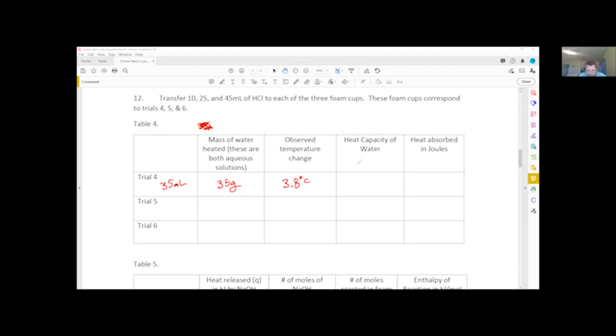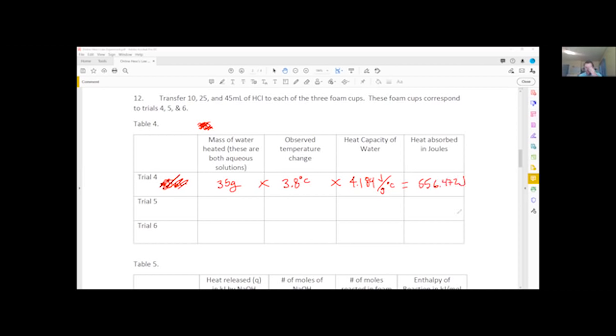I'm not going to do trials 5 and 6 calculations, but I've shown you the data, so you can go ahead and use that. 35 times 3.8 times 4.184 equals 556.472 joules.